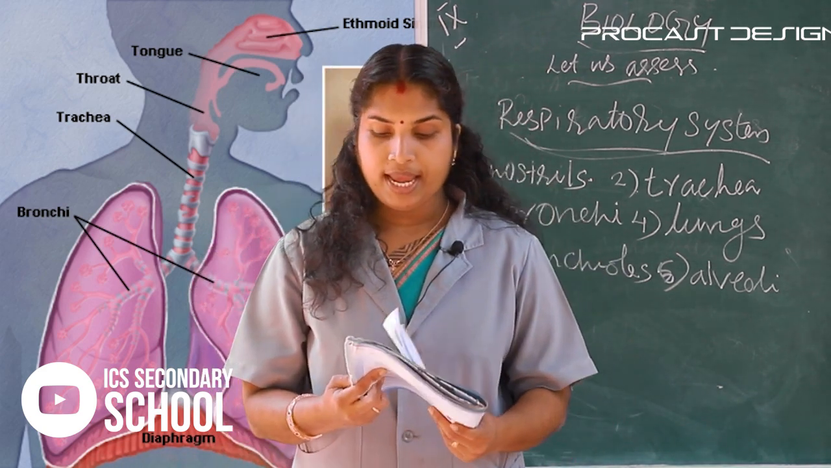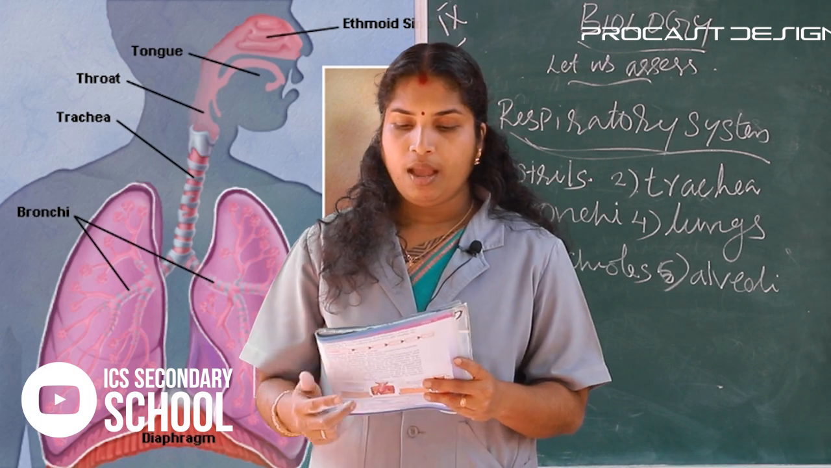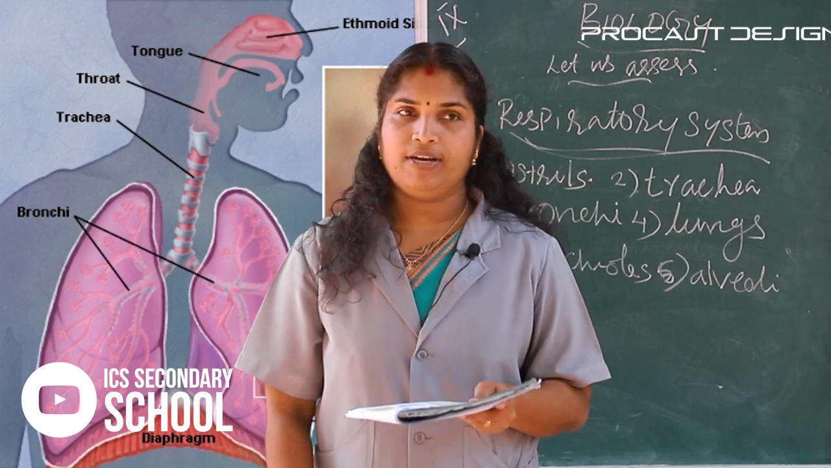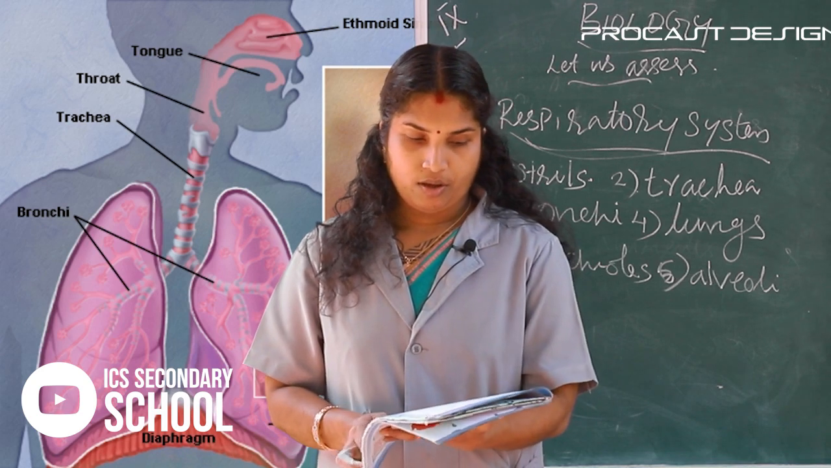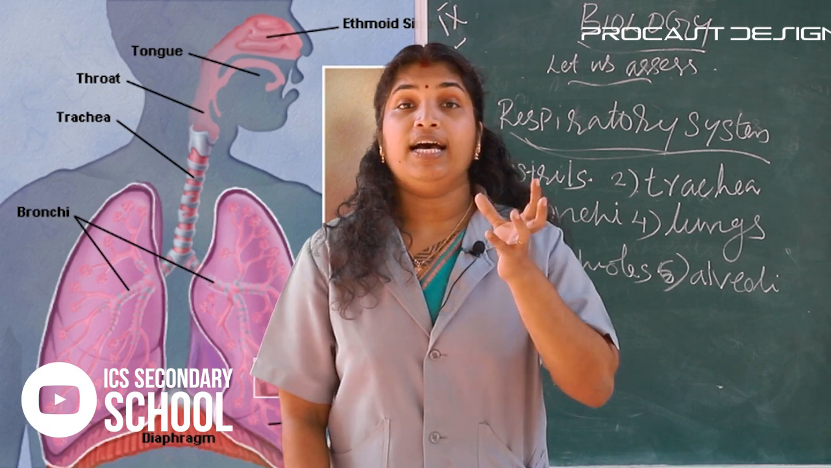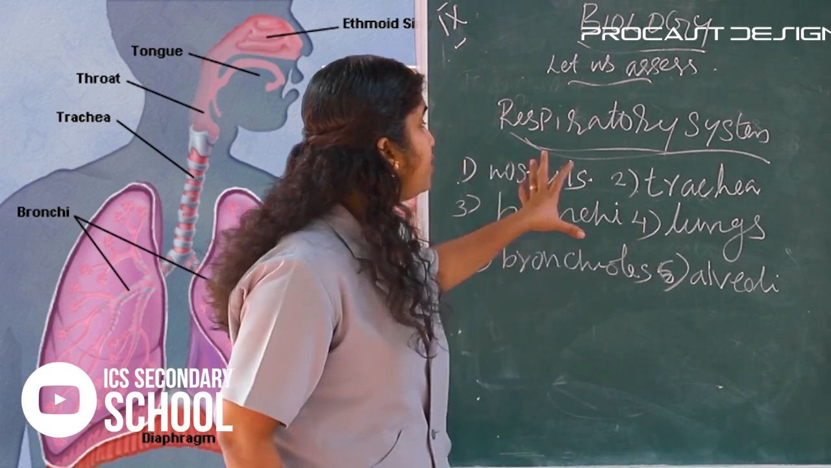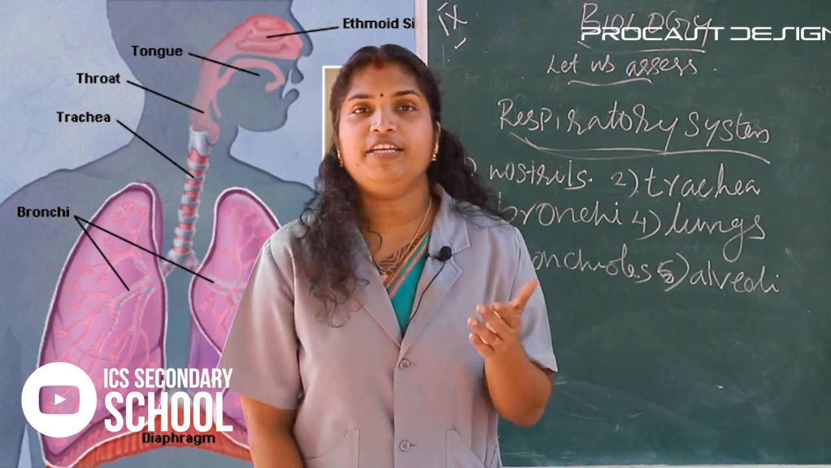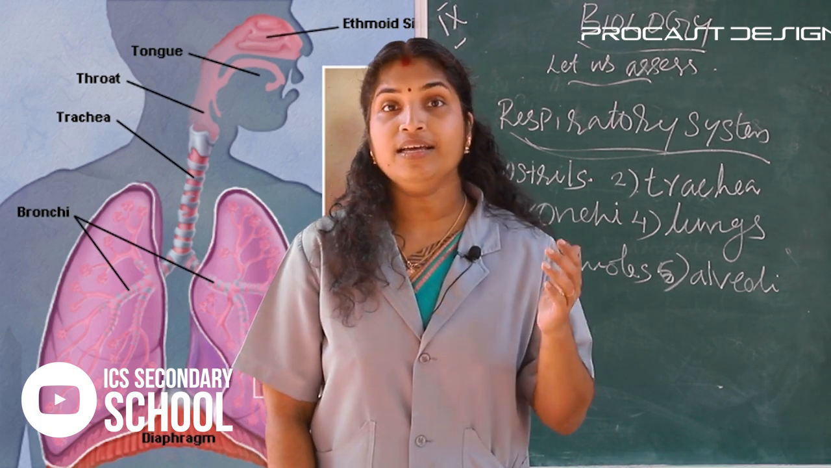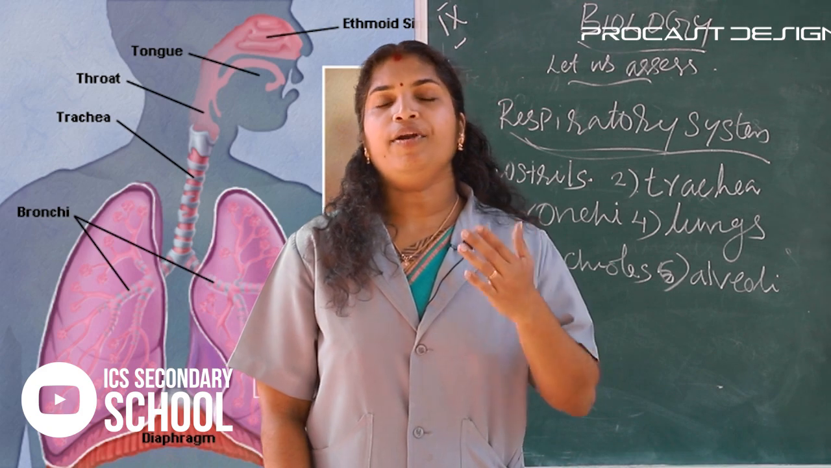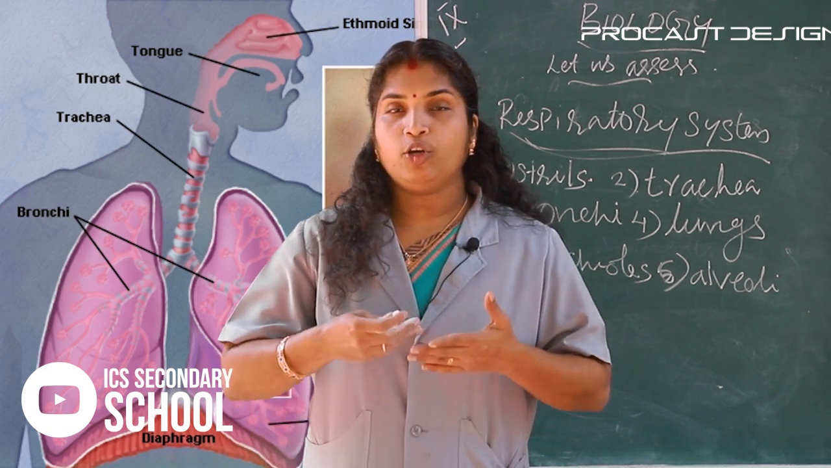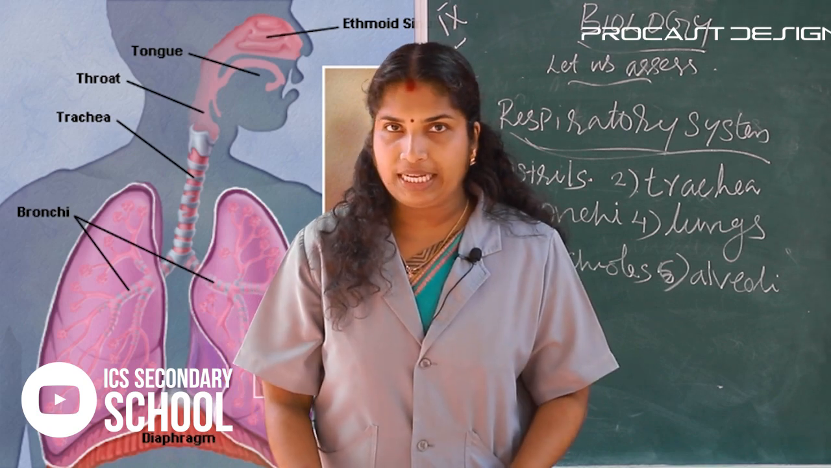Okay, alveoli. Next, the parts, peculiarities and functions. Where do we see the respiratory system? The respiratory system is seen in the thoracic cavity. Our body is separated into two: the thoracic cavity and the abdominal cavity.